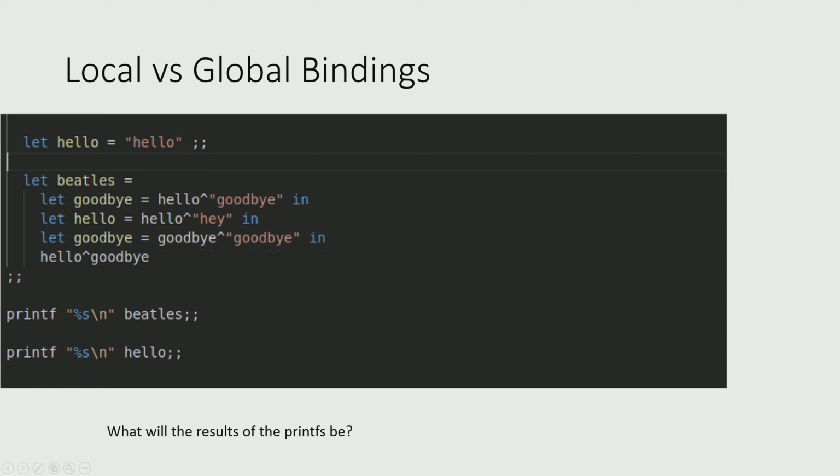So there's a lot going on here. It's really confusing, kind of daunting. But what is this going to print at the bottom here? Is this Beatles going to print hello goodbye? Is it going to print hello goodbye goodbye? I mean, what is this going to do? Is it going to crash out? Has OCaml had enough of us? Well, let's take a look at what's really going on.